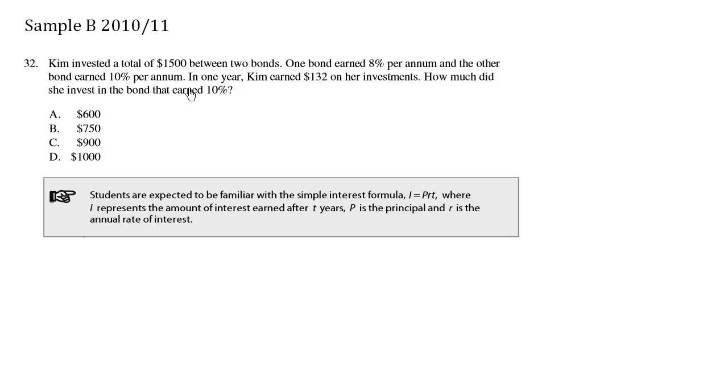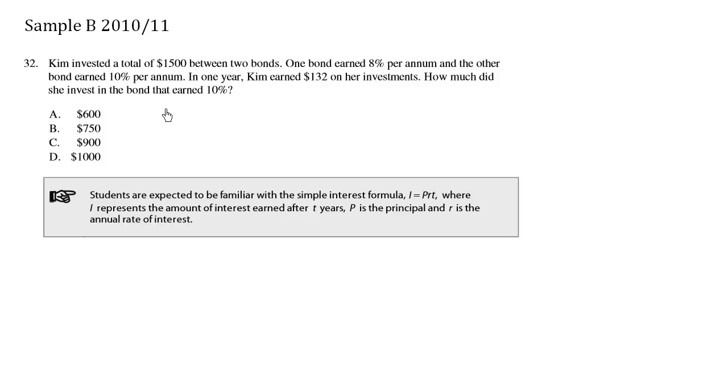Kim invested a total of $1,500 between two bonds. One bond earned 8% per annum per year, and the other bond earned 10% per year. In 1 year, Kim earned $132 on her investments. How much did she invest in the bond that earned 10%?